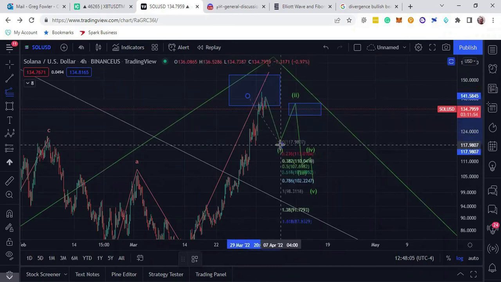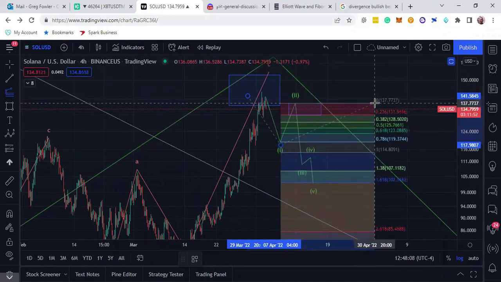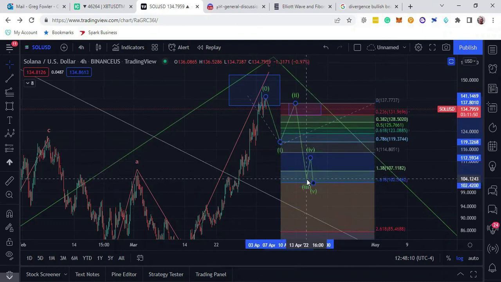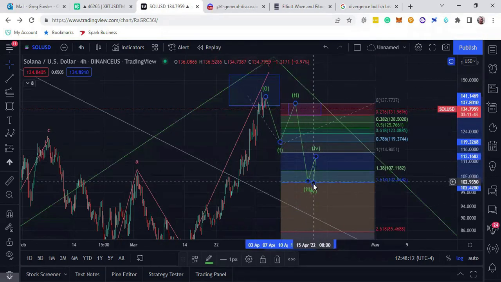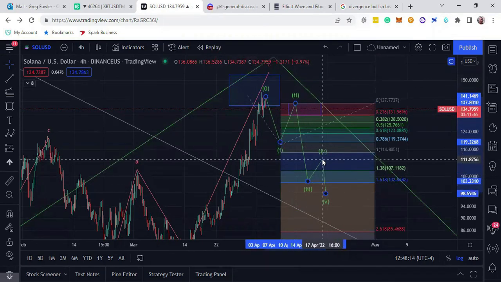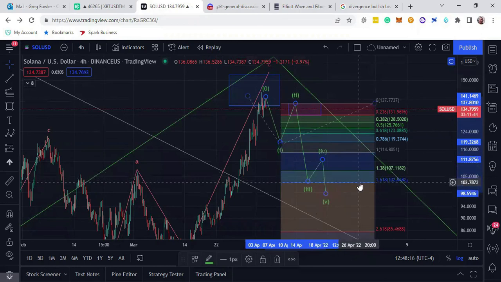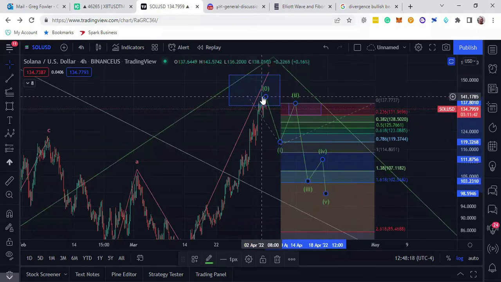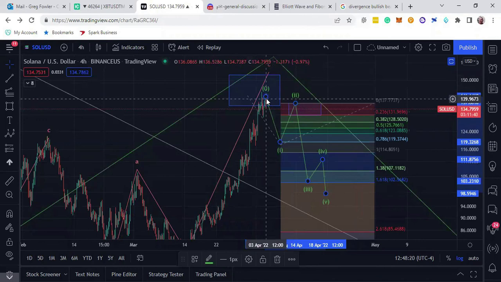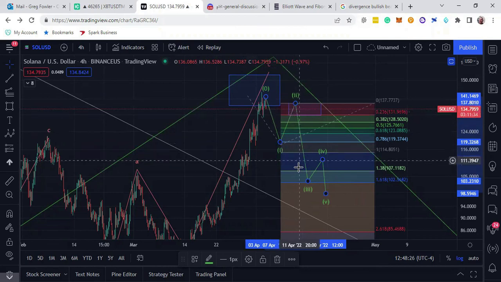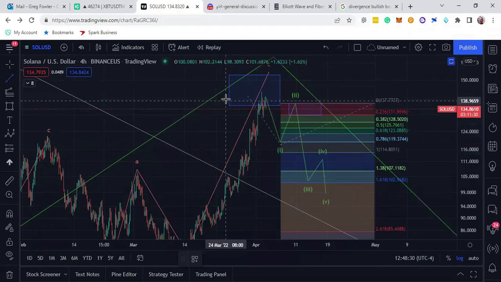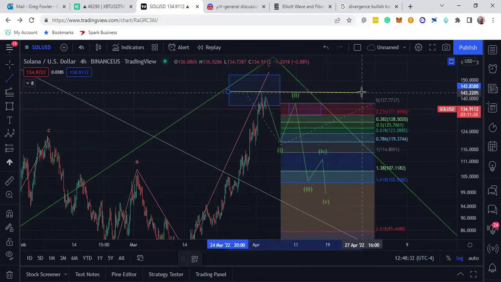Sometimes I keep the wicks out, in case you guys are wondering what I'm doing. And it retraces to there. I'll be looking for a target of that 1.618, which would be $102. So you could enter on Solana at, say, 135 more or less, and then you could ride that down to 102. Where would you put your stop loss? You'd put your stop loss right there.